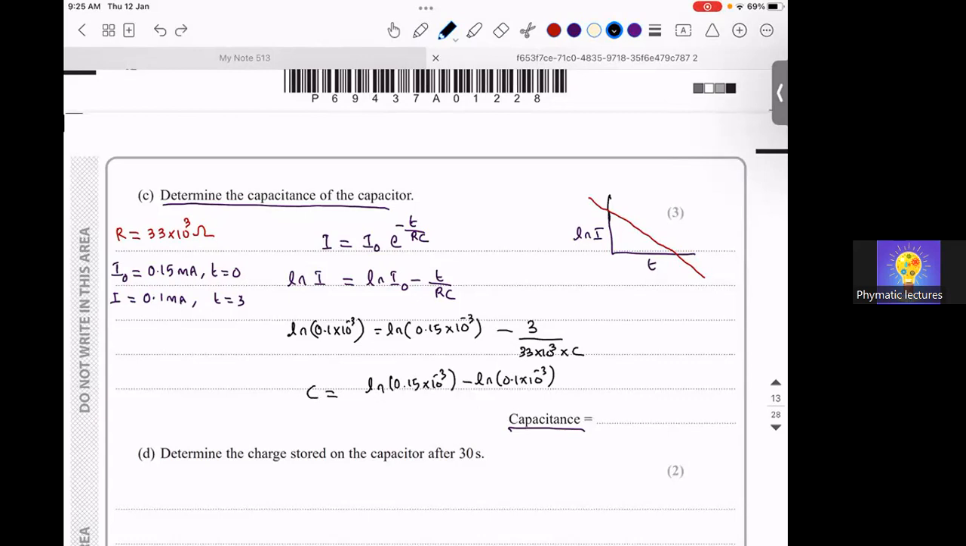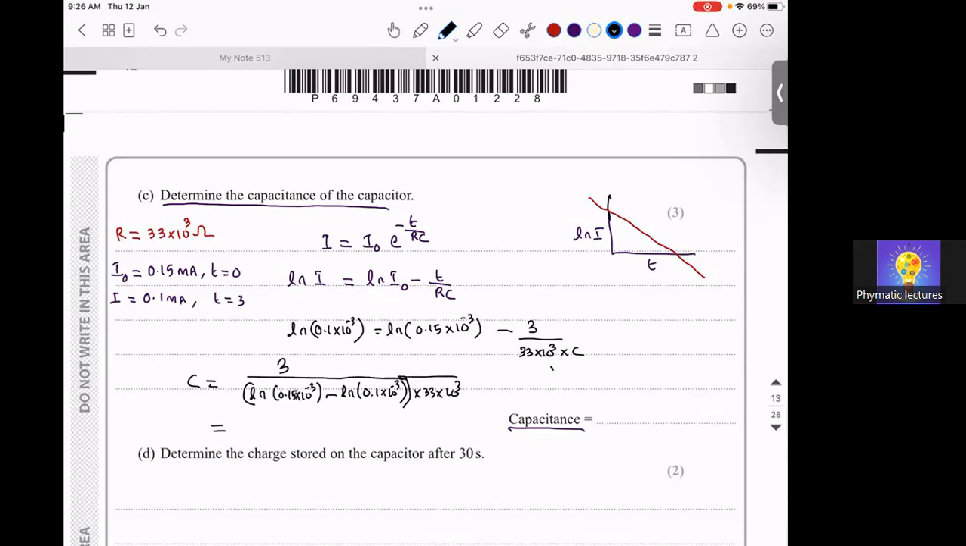Calculate it. Okay, other way around. I will straight away write that answer. So C is equal to 3 divided by ln of 0.1 into 10 raised to minus 3 minus ln of 0.15 into ln of 0.1 into 10 raised to minus 3, all multiplied with the resistance 33 into 10 raised to 3.